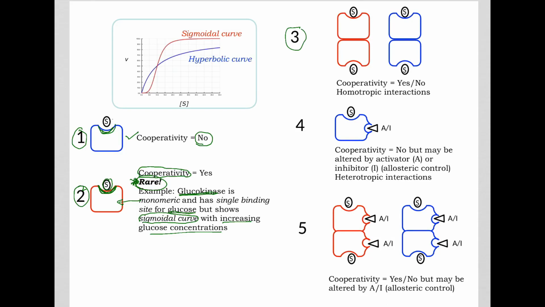In case number 3, the enzyme has 2 or more subunits. That means there's one binding site for the substrate here, there could be another binding site for substrate here, and another one here, so there could be 2 or more binding sites for the substrate. For these types of enzymes, you could have a cooperative effect showing sigmoidal curves, or they may not show cooperative effects. In that case, you get hyperbolic curves.